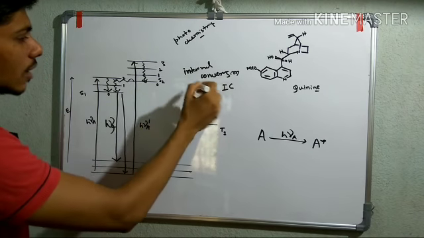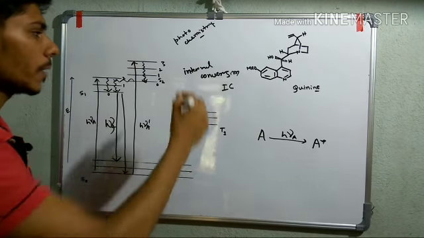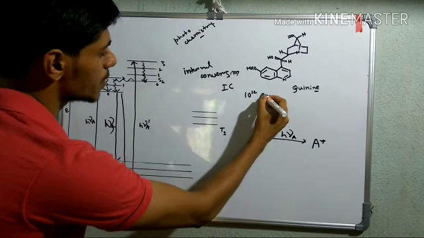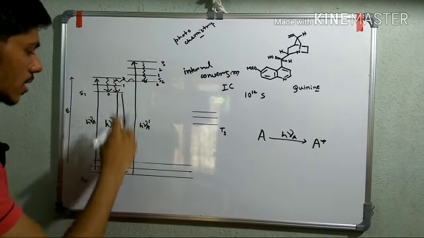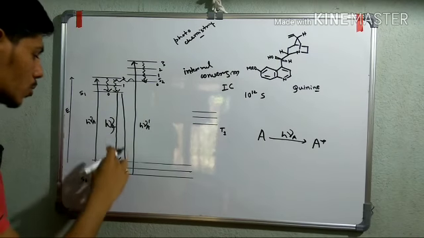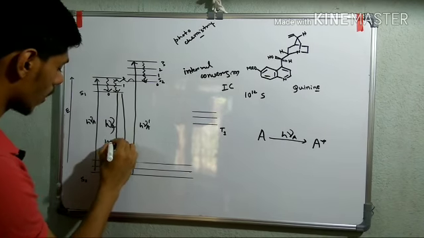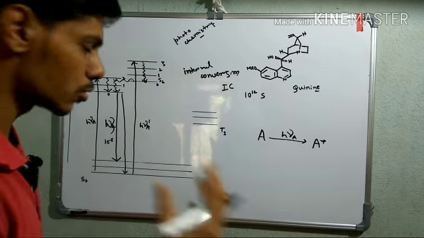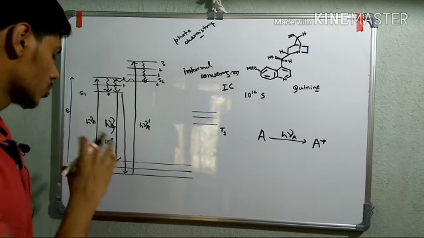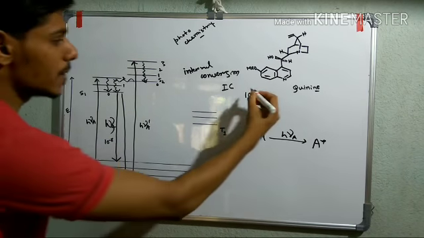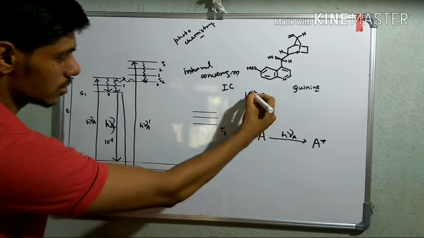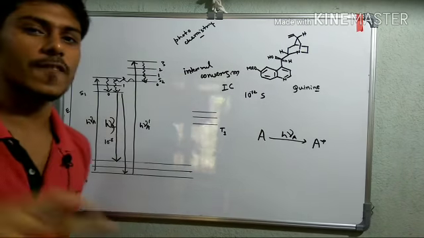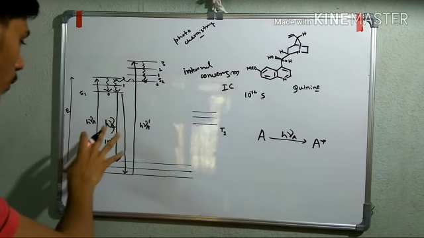Now the time requirement for this internal conversion is generally 10 to the power minus 12 second, whereas the lifetime for this fluorescence event is 10 to the power minus 8 second. We already told that the rate of this process is 10 to the power 8, so the time requirement should be 10 to the power minus 8. So this internal conversion is a very much faster process than the fluorescence process.